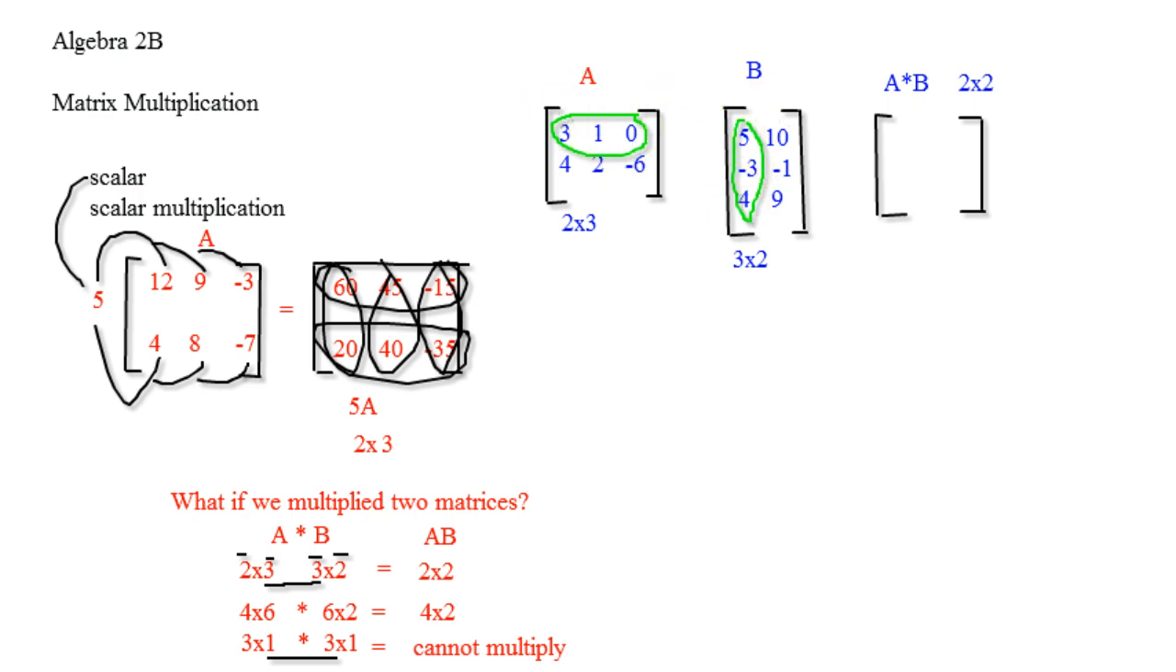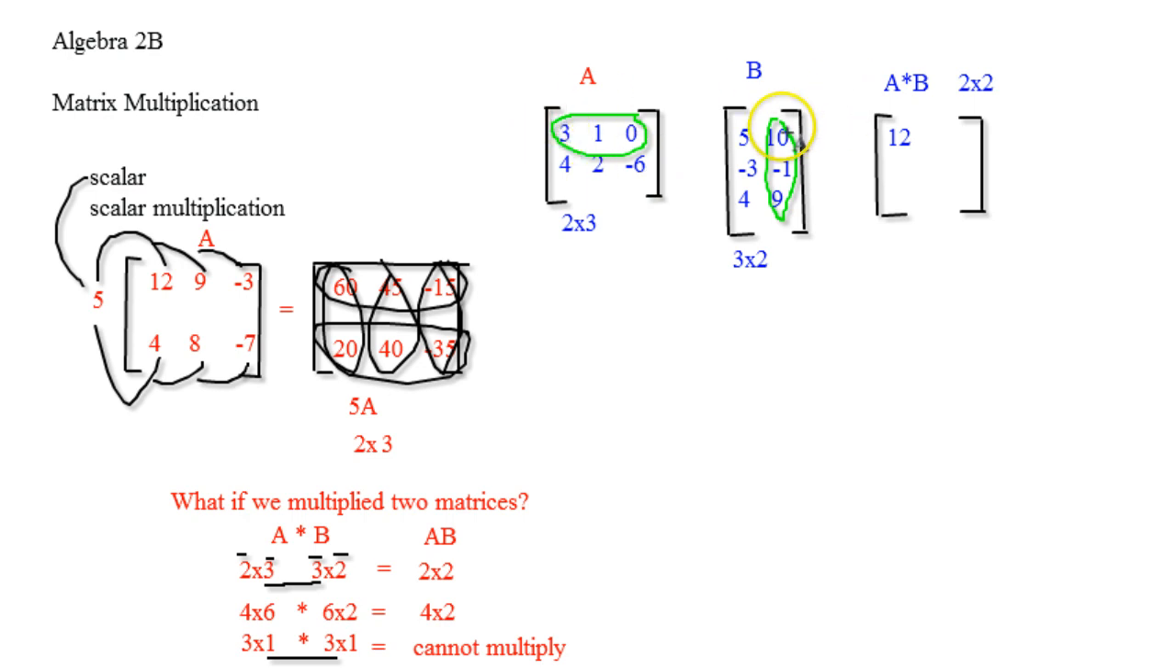So that would be 15 plus negative 3. That would actually be 12. So that's my first term. Okay? And then what I'm going to do is move my focus from the first over to the second. And now I'm going to do the same thing.